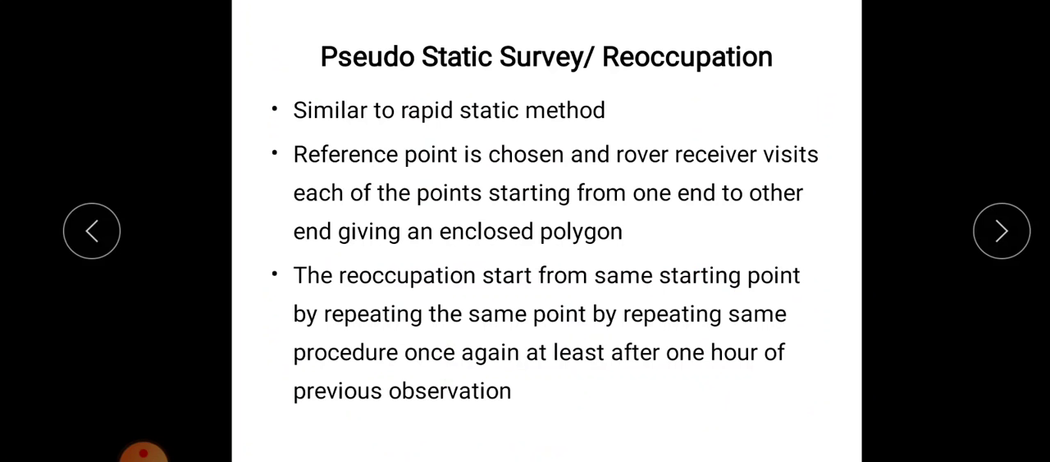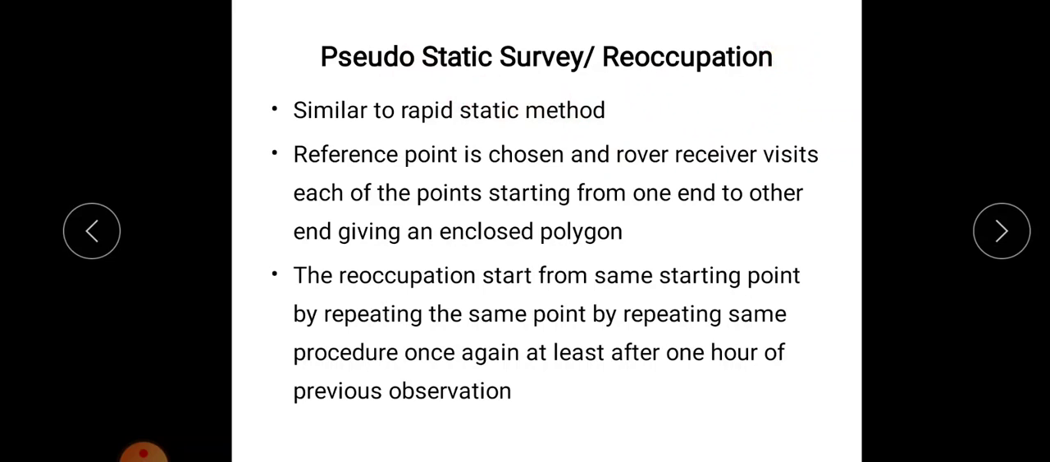So next is pseudostatic survey or reoccupation survey. This is the last method of survey under static method, and this is similar to rapid static method. It is known as pseudostatic because it is in between static and kinematic. That is, here there is a little bit of movement of the receiver, so it is known as pseudostatic or reoccupation.